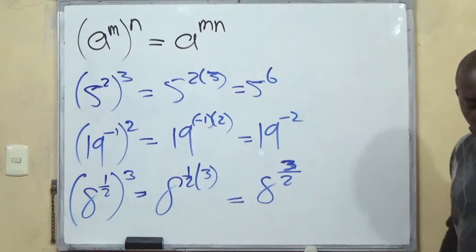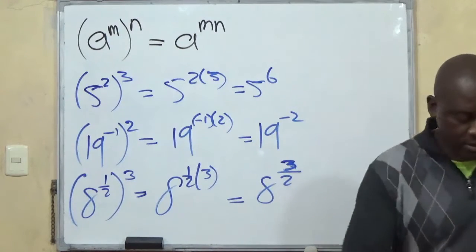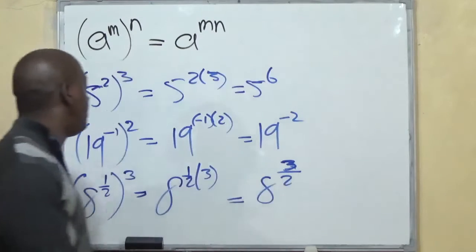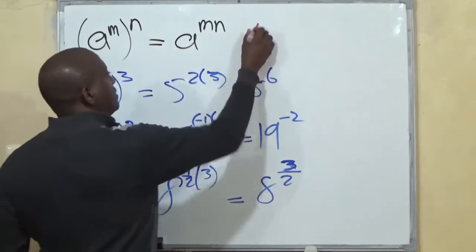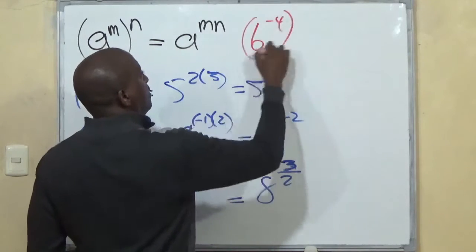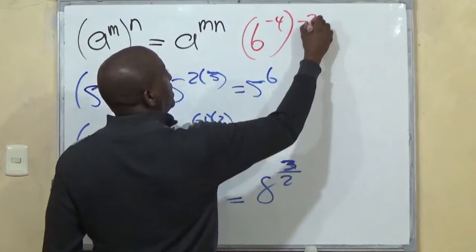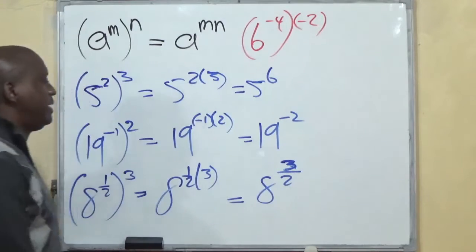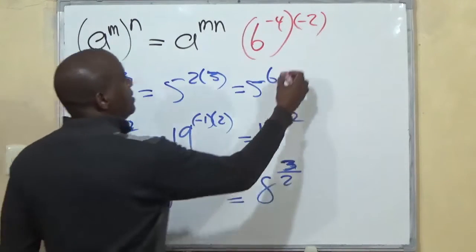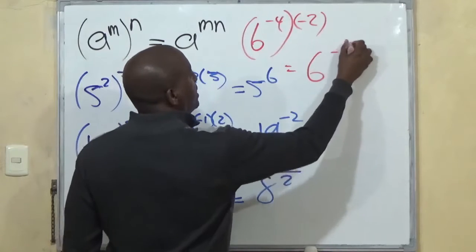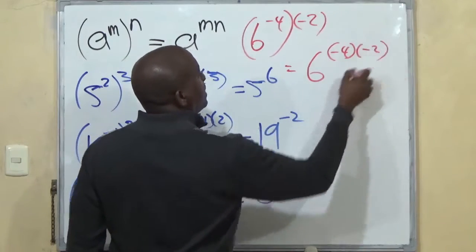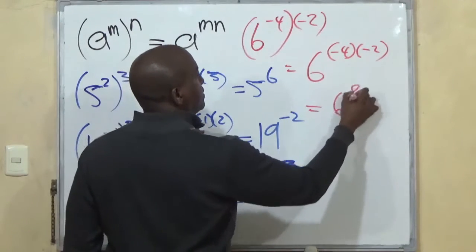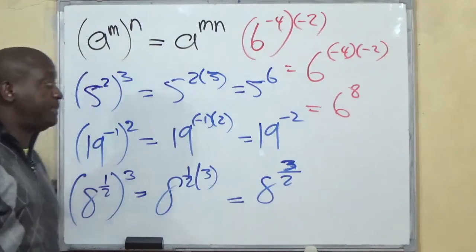Now we do our all minus. How about the all minus? So if we have, for example, 6 to the power of minus 4, all in brackets to the power of minus 2, then that would be 6 to the power of minus 4 multiplied by minus 2, which would be 6 to the power of 8. Same rules.